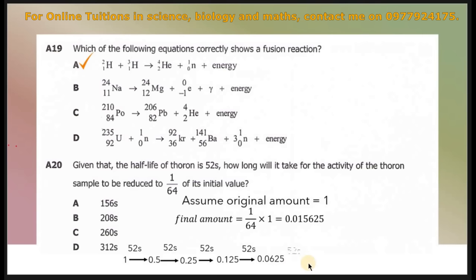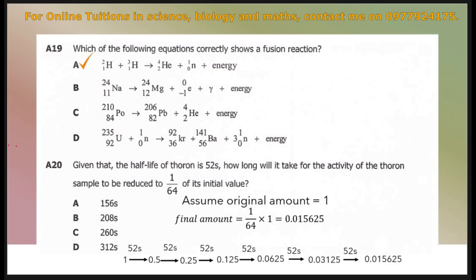Another half-life passes, then it goes to 0.03125. Another half-life passes, then it goes to 0.015625. Now we arrive at this point. So they're asking for this to reduce from here to here, how long can it take? So you start adding this time plus this time plus this time, or 52 times how many? 52 times 1, 2, 3, 4, 5, 6. What do you get? You get 312.